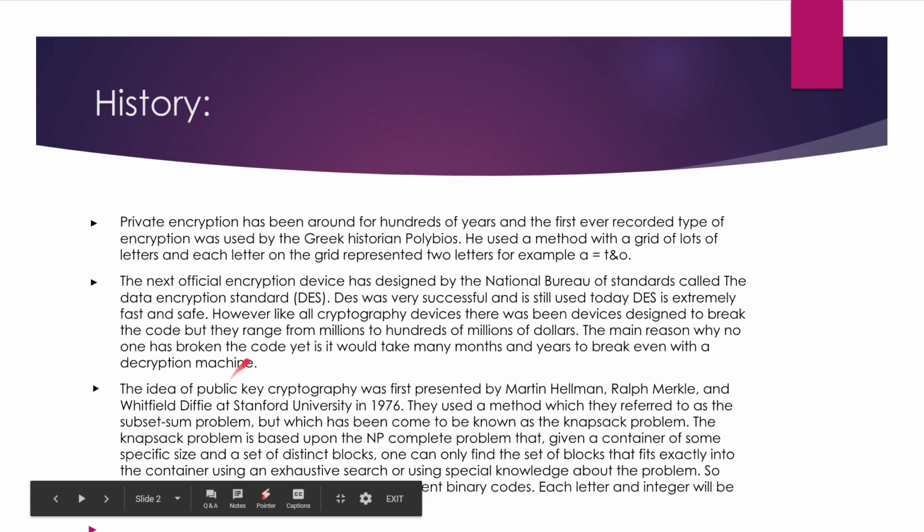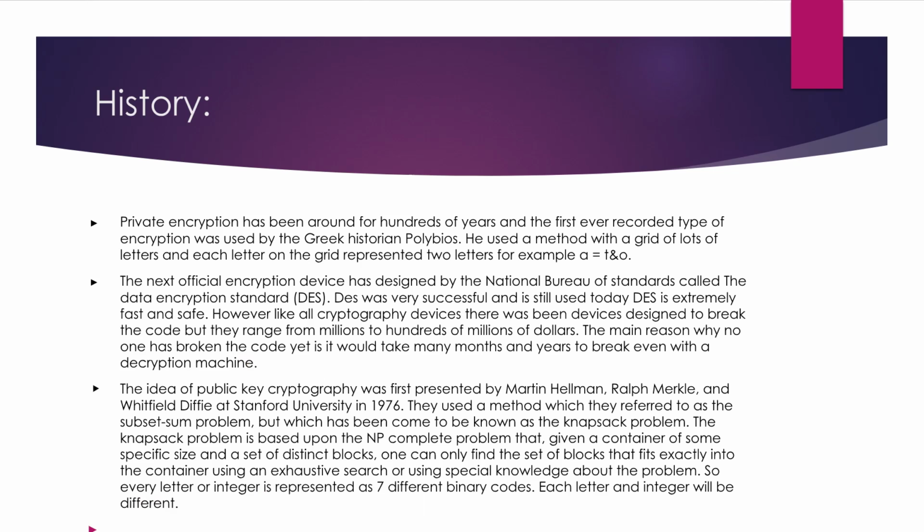The idea of public cryptography was first presented by Martin Hellman, Ralph Merkle, and Whitfield Diffie at Stanford University in 1976. They used a method which they referred to as the subset problem, but which has come to be known as the knapsack problem. The knapsack problem is based upon the NP-complete problem that, given a container of specific size and a set of distinctive blocks, one can only find the set of blocks that fits exactly into the container using an exhaustive search or using special knowledge about the problem.